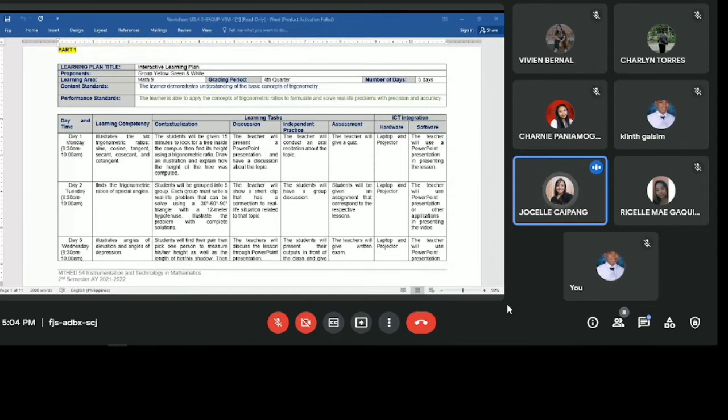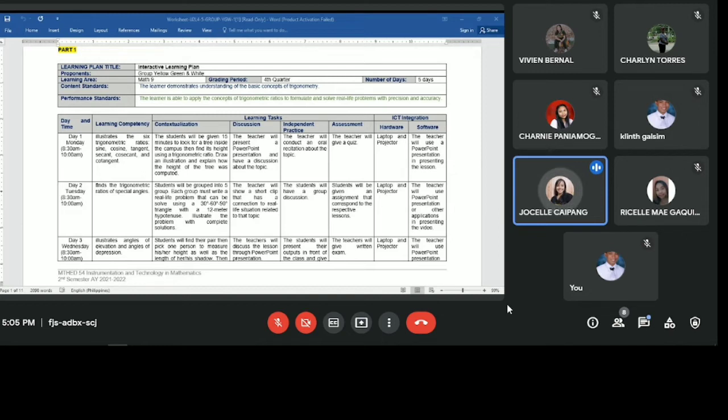So for day 2, which is Tuesday from 8:30 a.m. to 10 a.m., the learning competency is finds the trigonometric ratios of special angles. In the learning task, for contextualizations, students will be grouped into five groups. Each group must write a real life problem that can be solved using a 30-60-90 degree triangle with a 12-meter hypotenuse. Illustrate the problem with complete solutions.